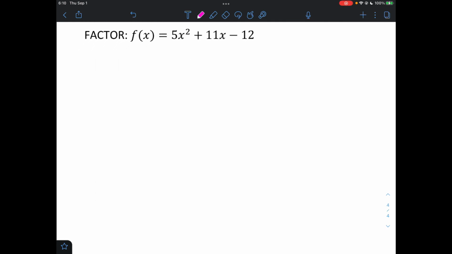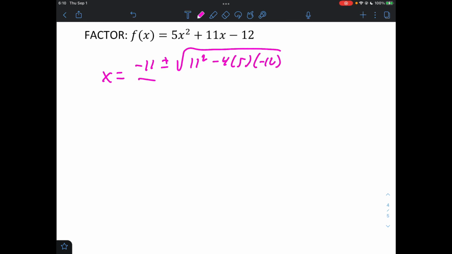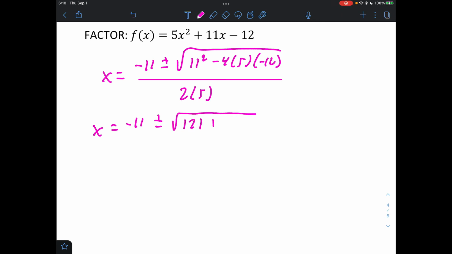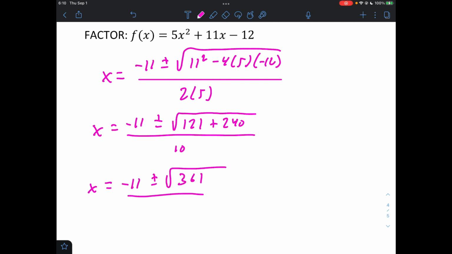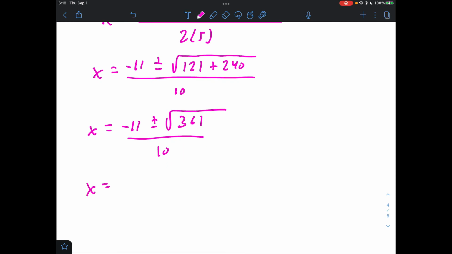Okay, so what if we did the quadratic formula here, right? So x equals the opposite of b plus or minus the square root of b squared minus 4ac all over 2a. And if we just simplified that, so negative 11 plus or minus the square root of 121 plus 240 over 10. Keep simplifying. Negative 11 plus or minus the square root of 361 over 10. Negative 11 plus or minus 19 over 10.